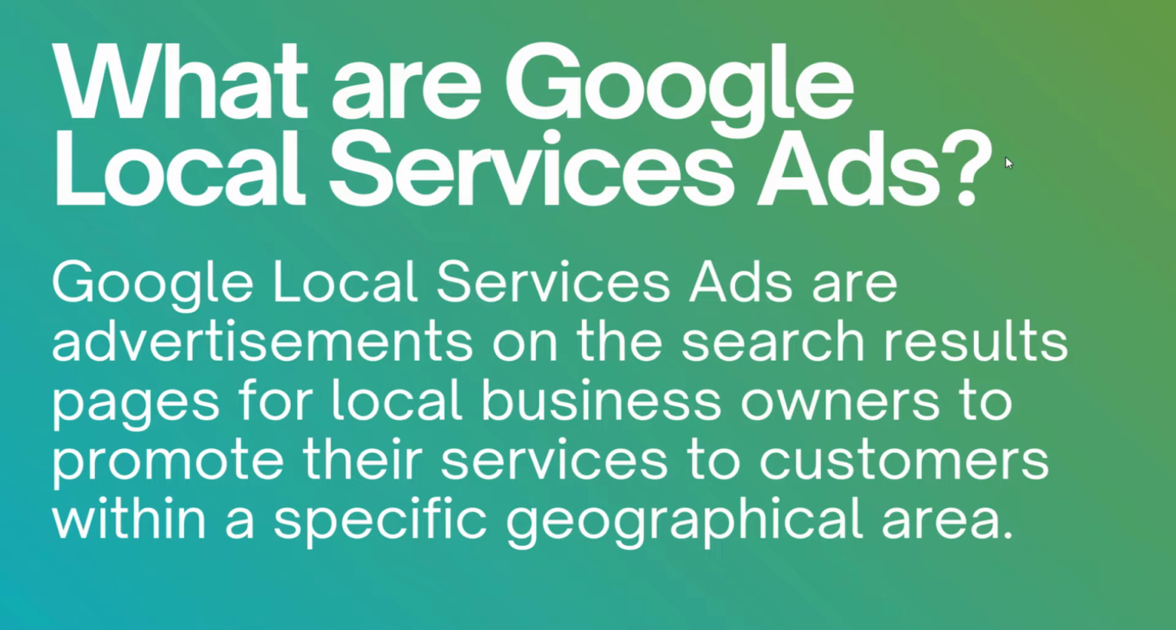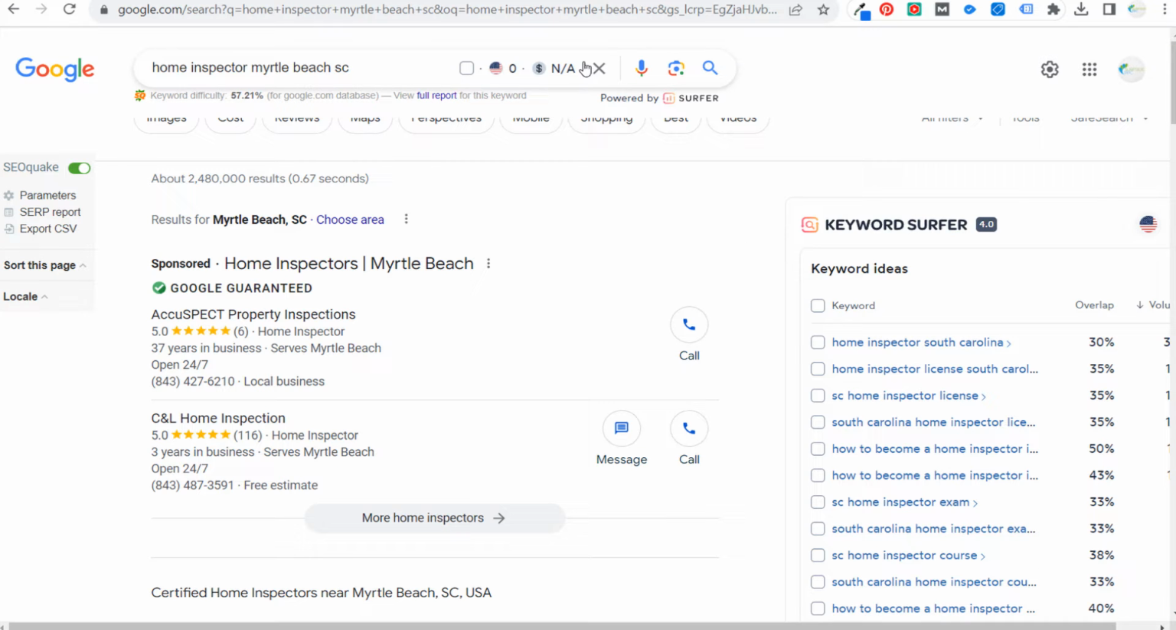They're advertisements on the search engine results pages for local business owners to promote their services to customers in the areas that they serve. So if we come over here and do a quick look at Home Inspector, Myrtle Beach, South Carolina, what I get here are two different businesses that are showing, and you can see right at the very top, they're showing Google Guaranteed.